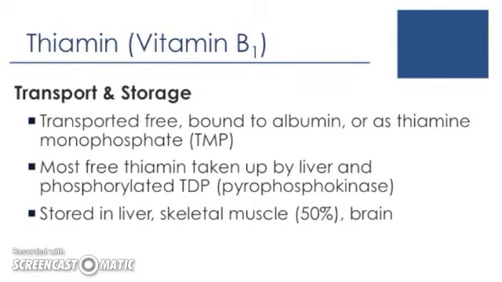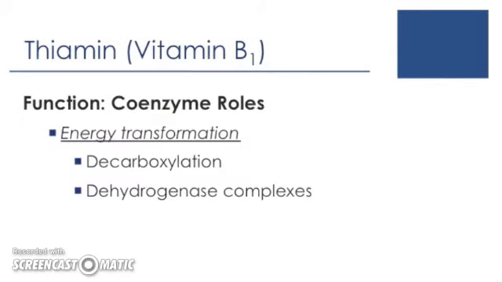Now we'll talk about the transport and storage of thiamine. It's transported through circulation as free thiamine, thiamine bound to albumin, or as thiamine monophosphate, so attached to one phosphate group. Once absorbed, most free thiamine is taken up by the liver and phosphorylated to the functional form involved in pathways of energy metabolism, TDP, and this is catalyzed by pyrophosphokinase. We see that thiamine is stored in the liver, the skeletal muscle, and the brain.